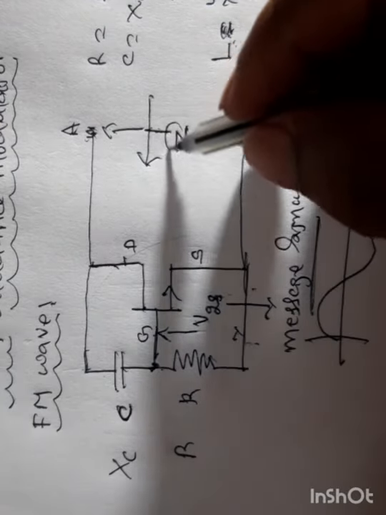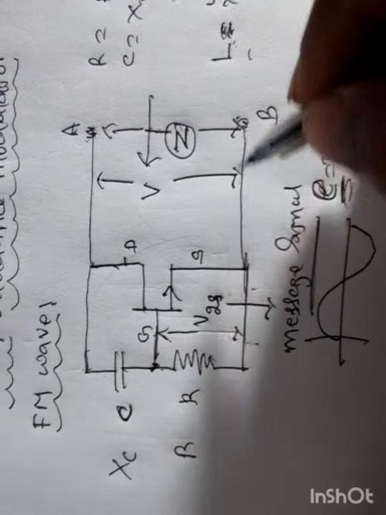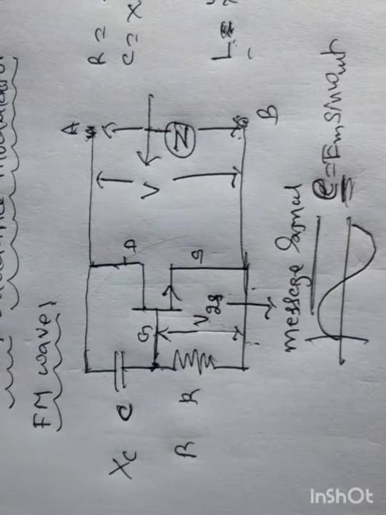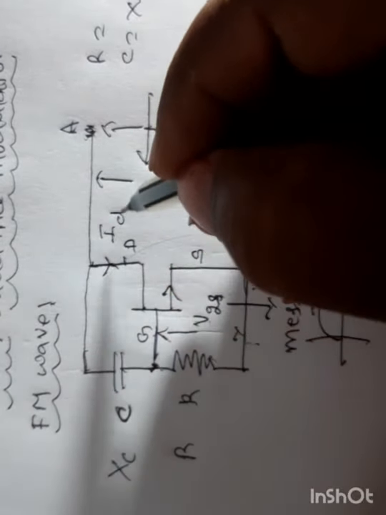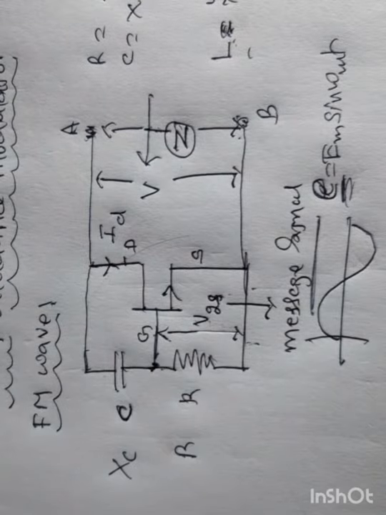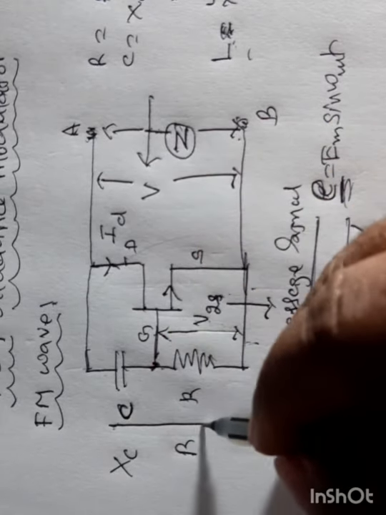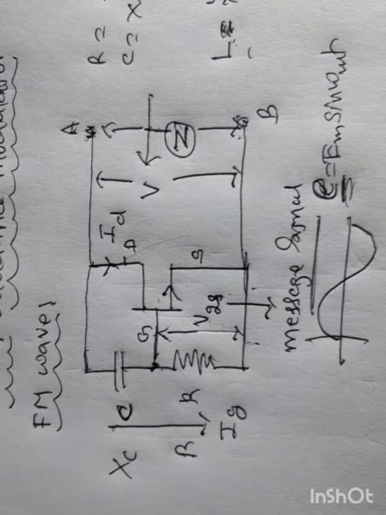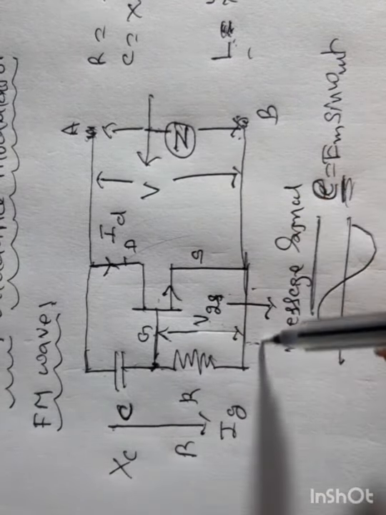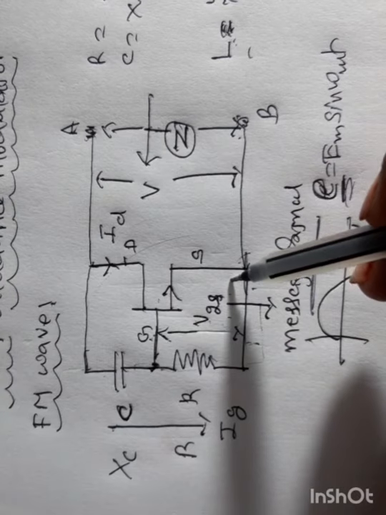To calculate this Z, let us consider a voltage V. Let a voltage V be applied to this transistor between the points A and B. When the voltage is applied, let ID be the drain current flowing through the drain. And let IG be the gate current that flows here. The message signal is applied between gate and source, that is VGS.